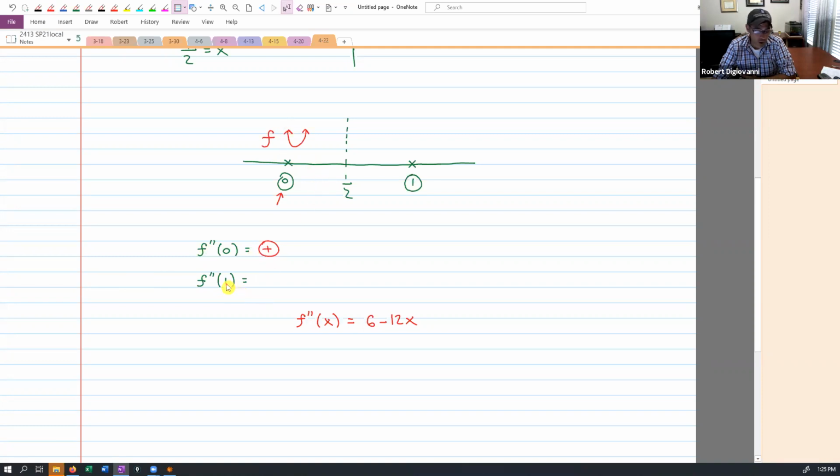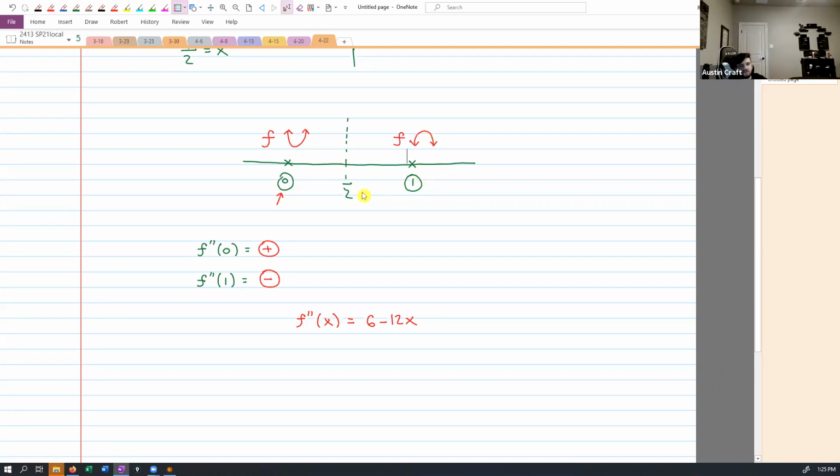Now, when I plug in 1, I go 6 minus 12 times 1, that's 6 minus 12. That's going to be a negative number. And that means that over here, my second derivative is negative, which means that the original function must look like a frown or a concave down over here. A pessimistic view. And does that make 1/2 our inflection point? And that makes 1/2 the inflection point.